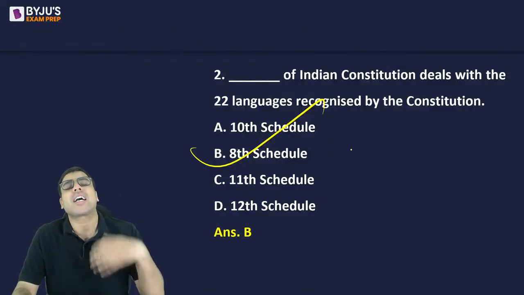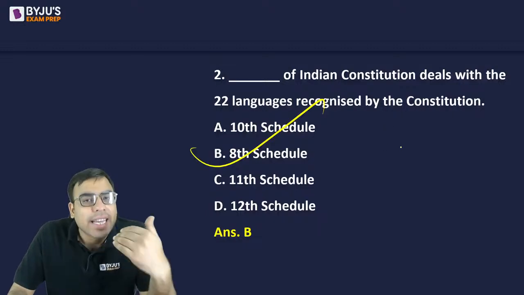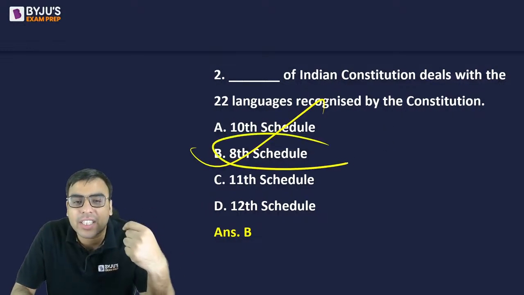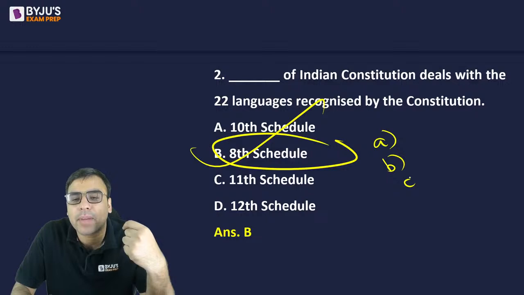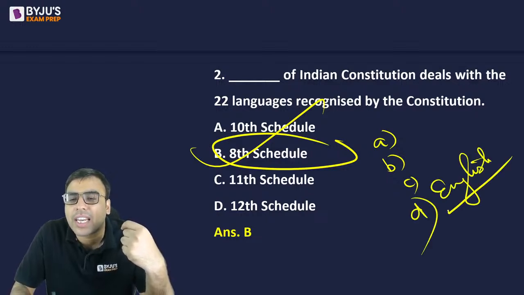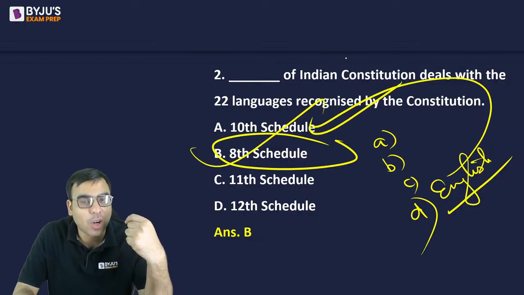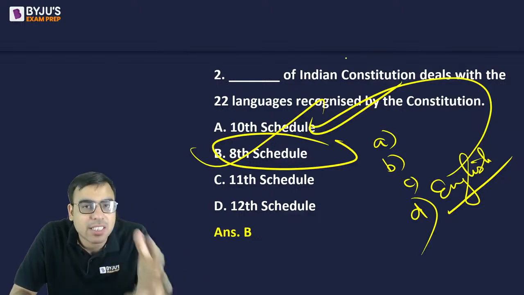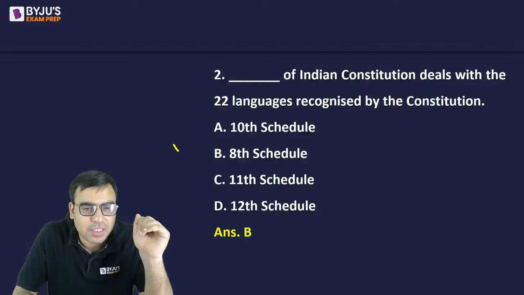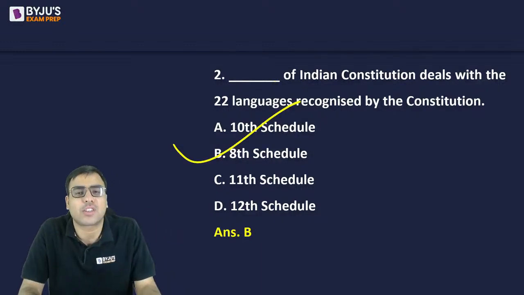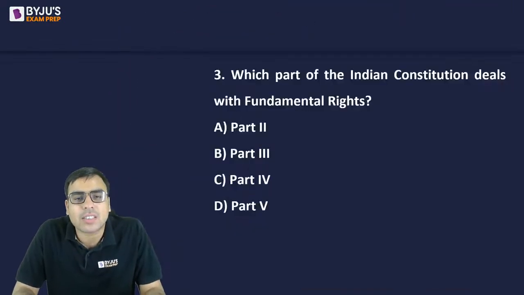Sometimes they ask which of the following languages is not mentioned in the 8th schedule, and they will give you 4 options, A, B, C, D. One of the options, let's say, would be English. And English is not a part of the 8th schedule. You should know it because English is not an Indian language, it is a foreign language. So is it clear? B is the right answer to this question. Okay, let's move on to the next one.